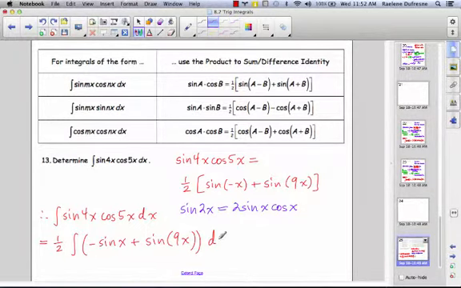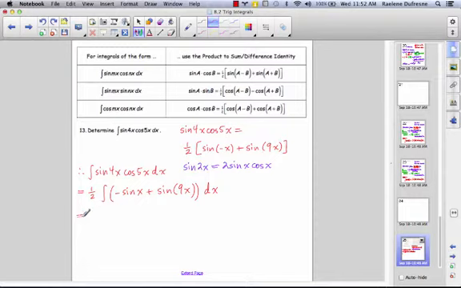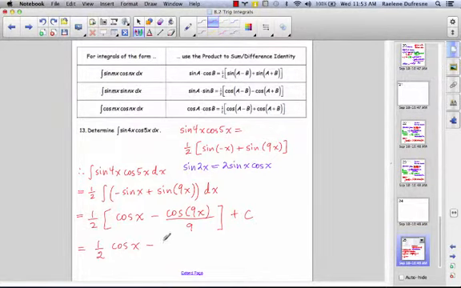And from here, we have basic integrals, so we simply integrate to get the antiderivative. The antiderivative of negative sine x is cosine x, and the antiderivative of sine of 9x is negative cosine of 9x divided by 9, and you can either put plus c inside the square bracket or close it and put a plus c at the end. And we can just rewrite it without brackets: 1/2 cosine of x minus 1/18 cosine of 9x plus c.